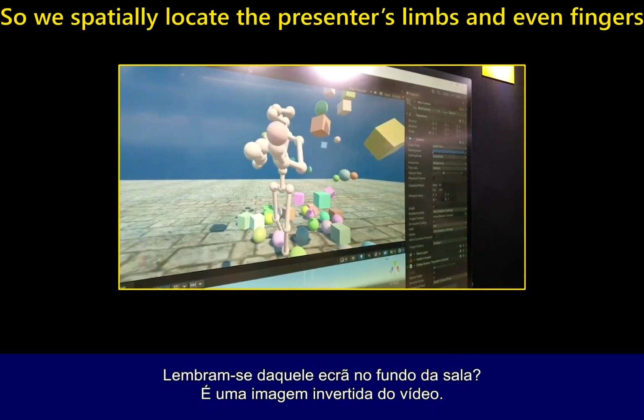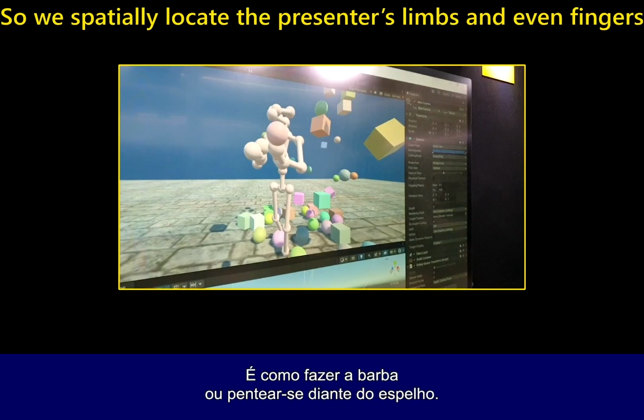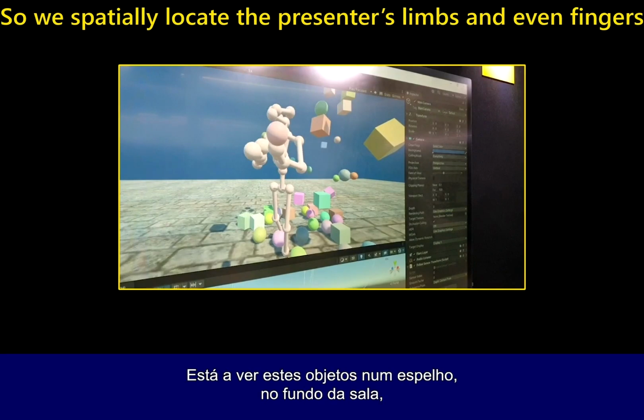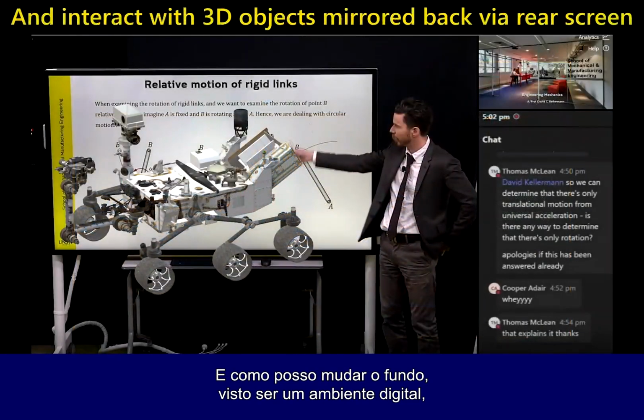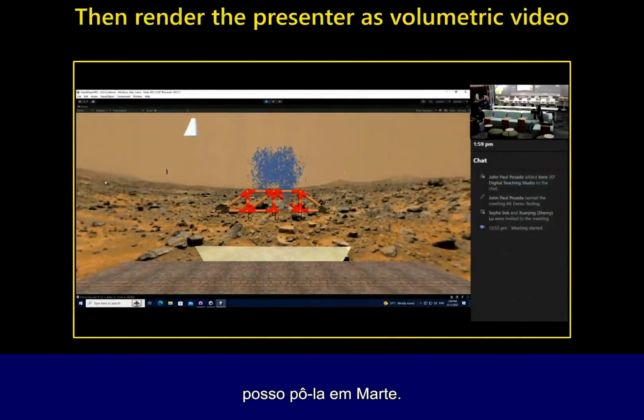It's a mirror image of the live stream, and it's like shaving in the mirror or combing your hair. They're seeing these objects in the mirror at the back of the lecture theatre while maintaining eye contact with all of their students. Now, we had a joke about maybe we could test the beam on Mars, and of course I can just change the background like that because it's a digital environment, and I can put it on Mars.